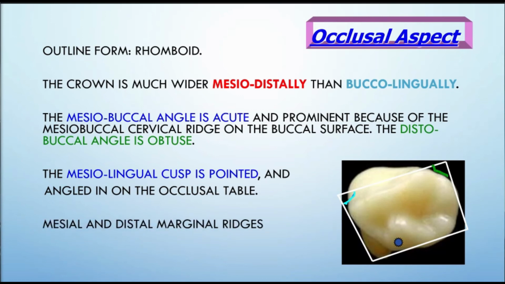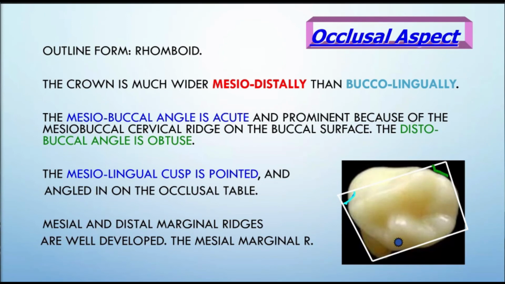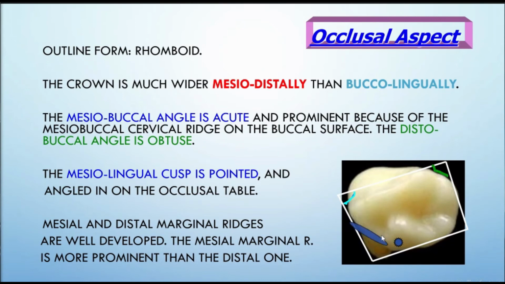Mesial and distal marginal ridges are well developed. The mesial marginal ridge is more prominent than the distal marginal ridge, but both are well developed. Okay. The mesiolingual cusp is pointed and angled on the occlusal table. Marginal ridge.